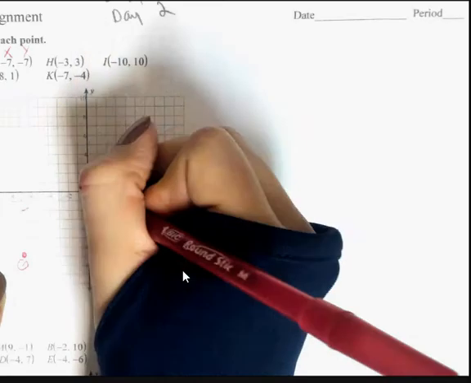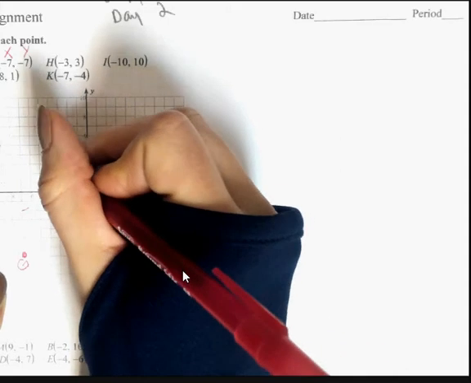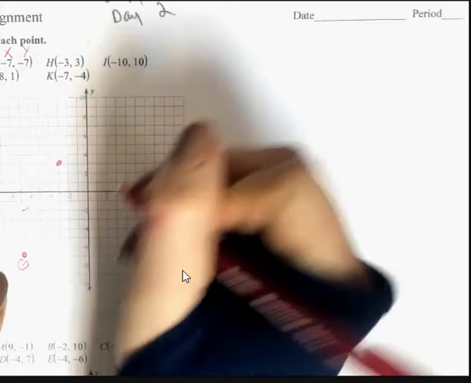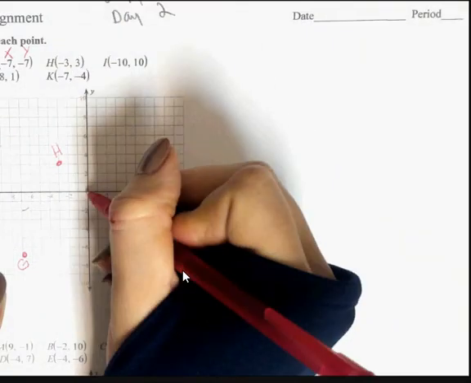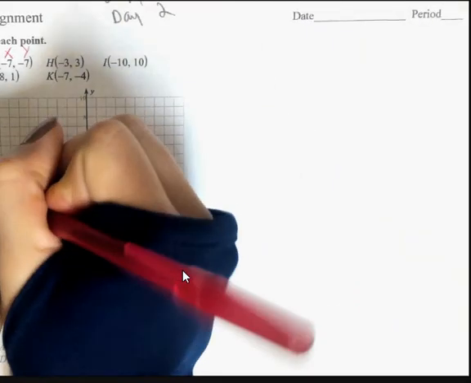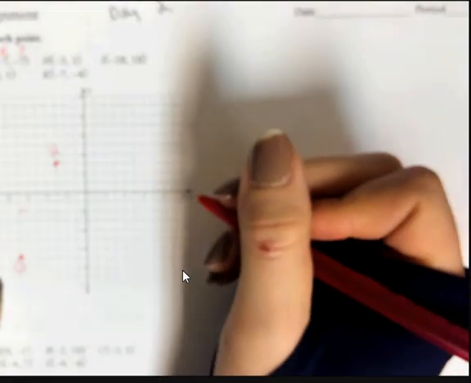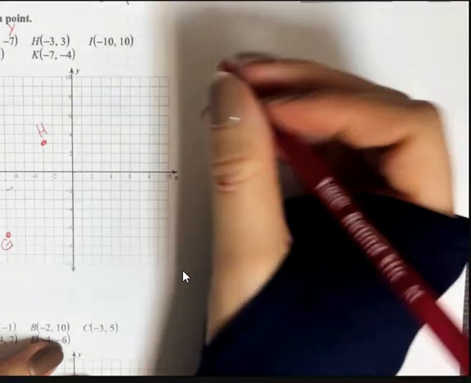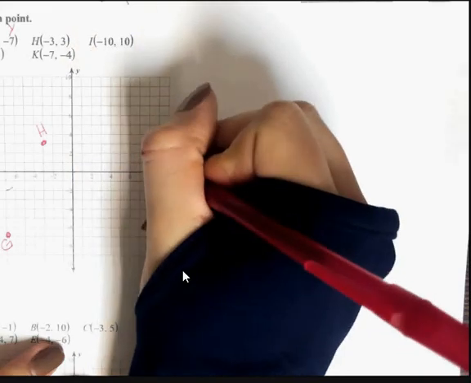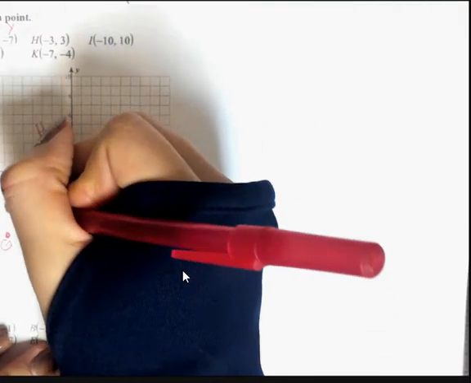H is -3, +3. I is -10, +10. And then j, I go over to 8 up 1. K is -7, down 1, 2, 3, 4.